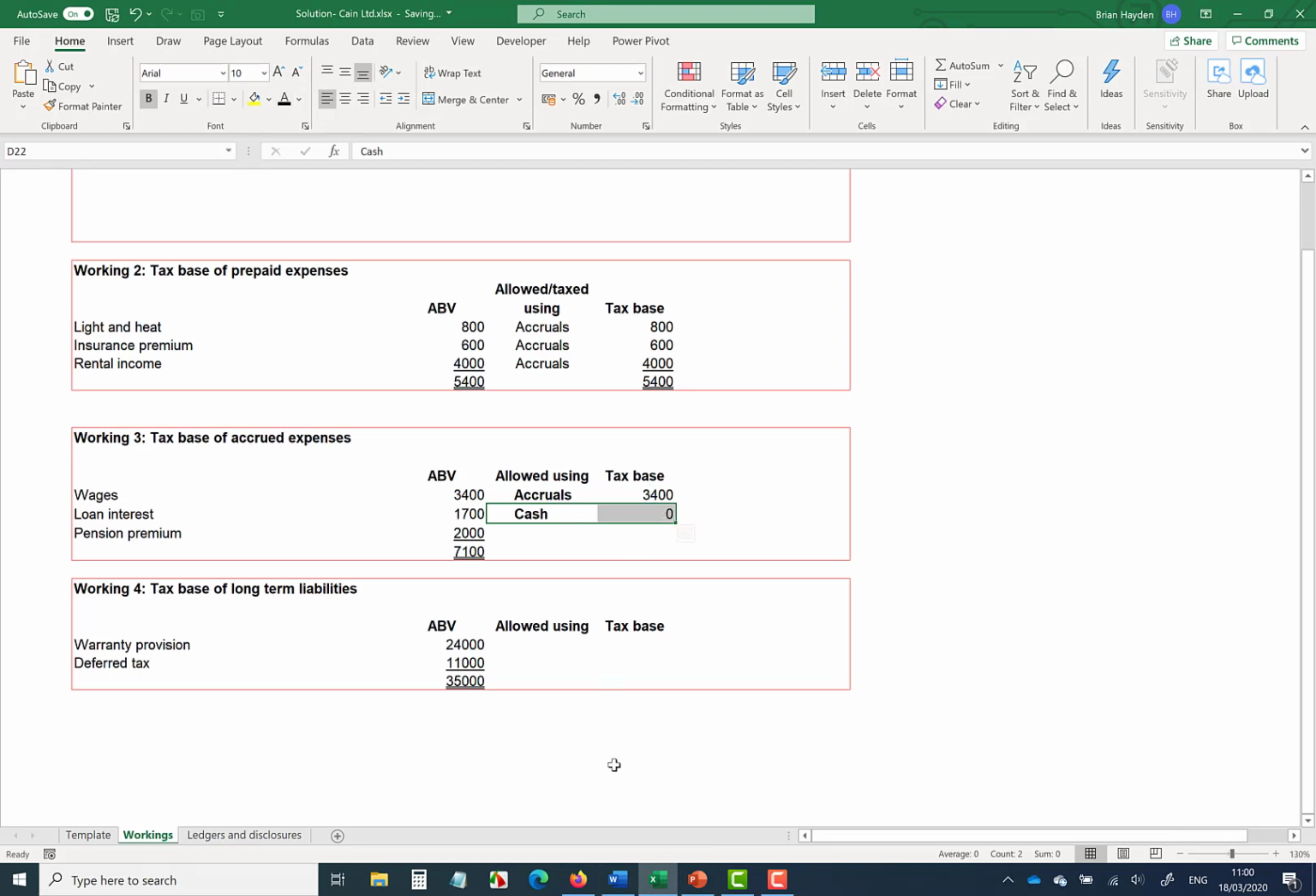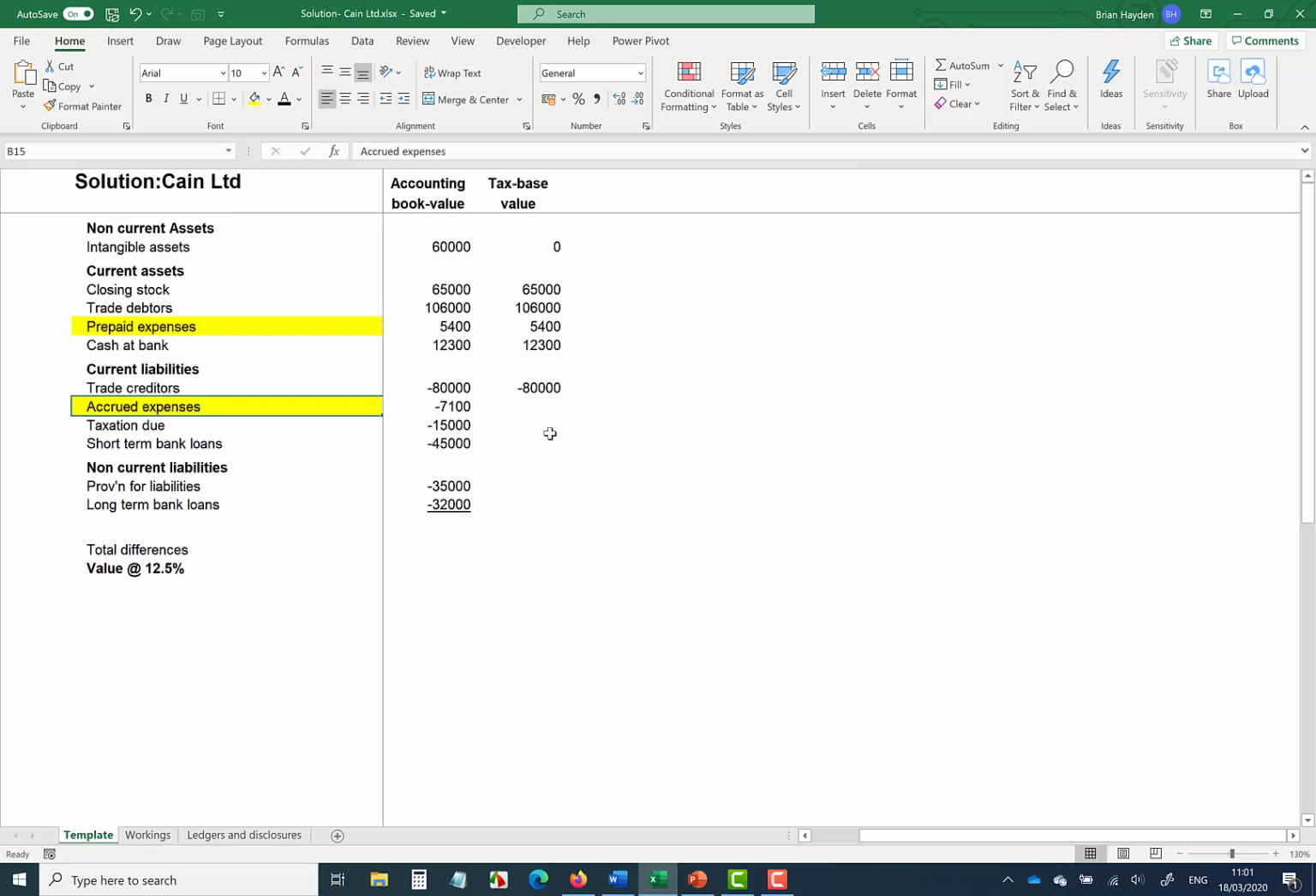For pensions, it's much the same point. We add back accrued pensions in a case 1 computation, so we only get to subtract the amount actually paid. So exactly the same outcome. Pensions are allowed on a cash basis, so the tax base is 0. So my tax base of these items is 3,400. Okay, so 3,400 gets slotted into my solution here. Taxation due doesn't give rise to a deferred tax issue, nor do loans, bank loans.